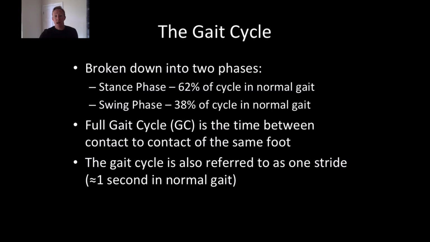The gait cycle is also referred to as one stride, or two steps, you can think of it, right? A left leg step, my left leg steps, and then my right leg. That's one gait cycle or one stride. In a normal healthy gait pattern, this is about 1 second. So most people will complete a full stride in about 1 second or one gait cycle in about 1 second.